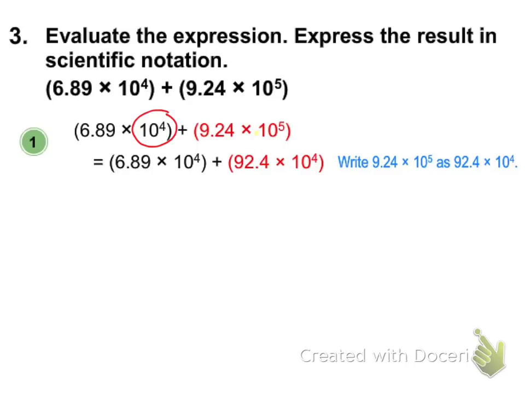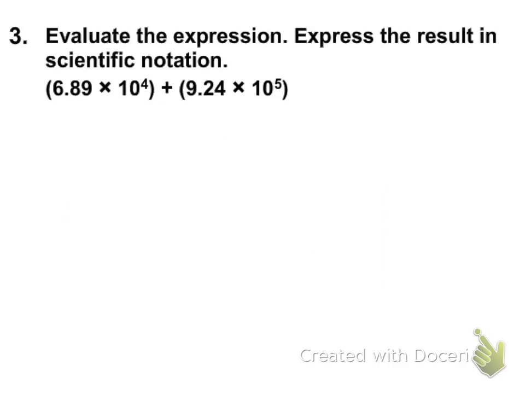Let me go back and just show you. If I make this smaller, 10 to the 4th, then this would get bigger. So it becomes 92 and 4/10. And 6 and 89/100 times 10 to the 4th. Oops, I should have put the parentheses.